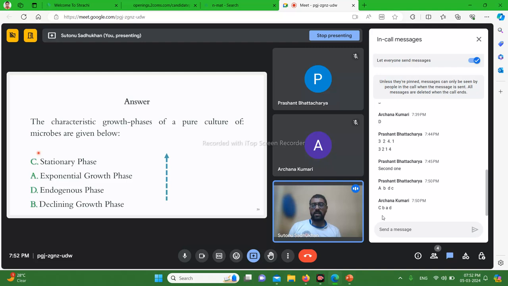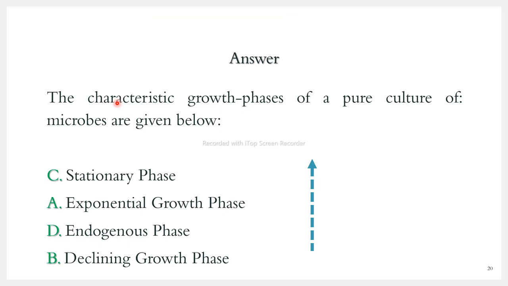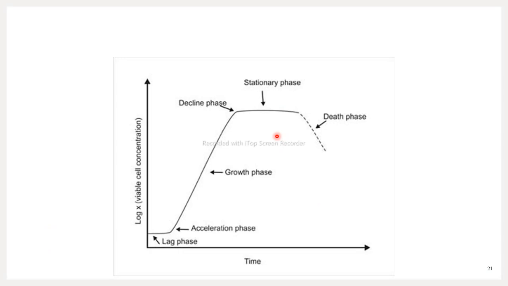Okay, so now we will actually look at the curve, how the growth phases actually occur. If you plot the concentration of the microbes or cells on the y-axis with respect to time on the x-axis, you will get a curve something like this. So it is an S-shaped curve. It is sometimes called the sigmoid curve.